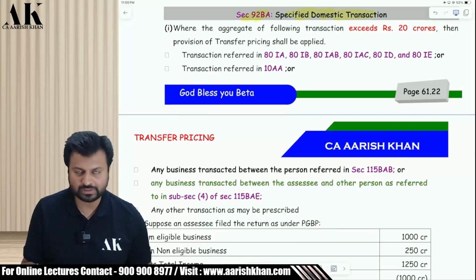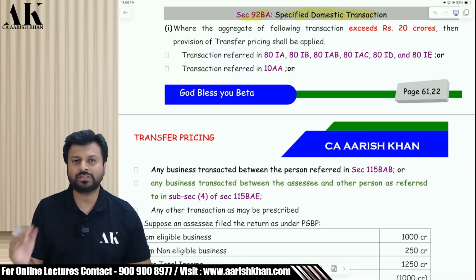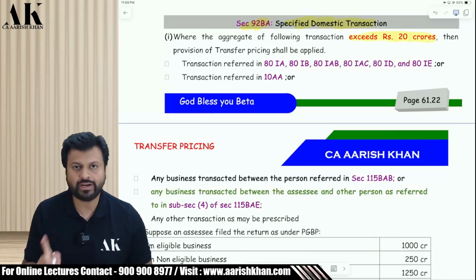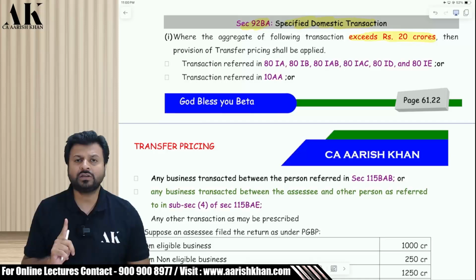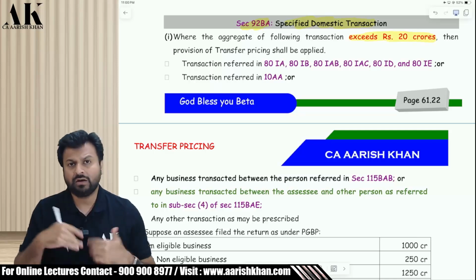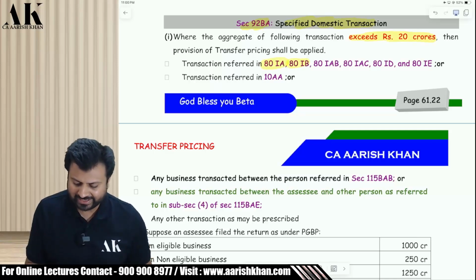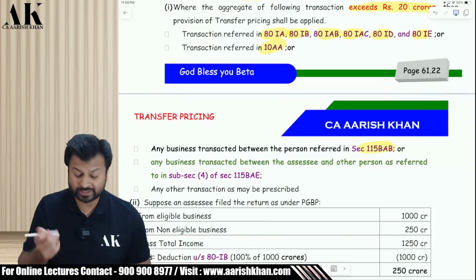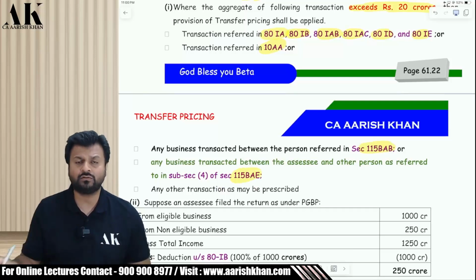92B is specified domestic transaction. We all know that for some domestic transactions, transfer pricing is applicable if the aggregate value of domestic transactions exceeds 20 crore rupees. Now, remember, for international transfer pricing there is no threshold, but for domestic transfer pricing, the aggregate value of domestic transactions should exceed 20 crore rupees. Now, what are those transactions? 80-IA, 80-IB, 80-IAB, 80-IAC, 80-ID, 80-I, all profit linked deductions, 10AA, 115BAB. Now, one more section has come, 115BAE, which is in case of a cooperative society.